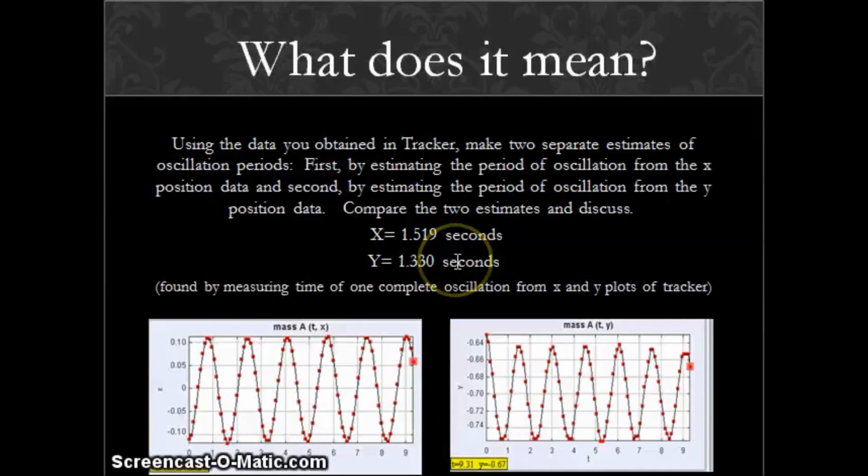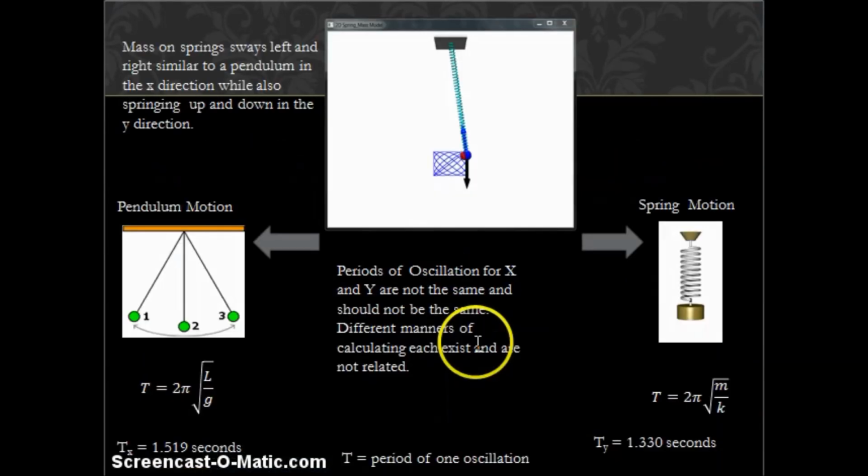So for the second question, you're supposed to find the periods of oscillation and just compare them. So I found my x to be that, and my y to be a little bit smaller. You just do that from your tracker plots. And they're different, and they're actually supposed to be different. That's because the mass is actually moving in a pendulum motion for the x component, and in a harmonic spring motion for the y. The formula to find the period for the pendulum motion is that, and for the spring motion is that. So if you see these two formulas are not related, this is length over gravity, and this is mass over stiffness. So that's why they're different, and they're supposed to be different.